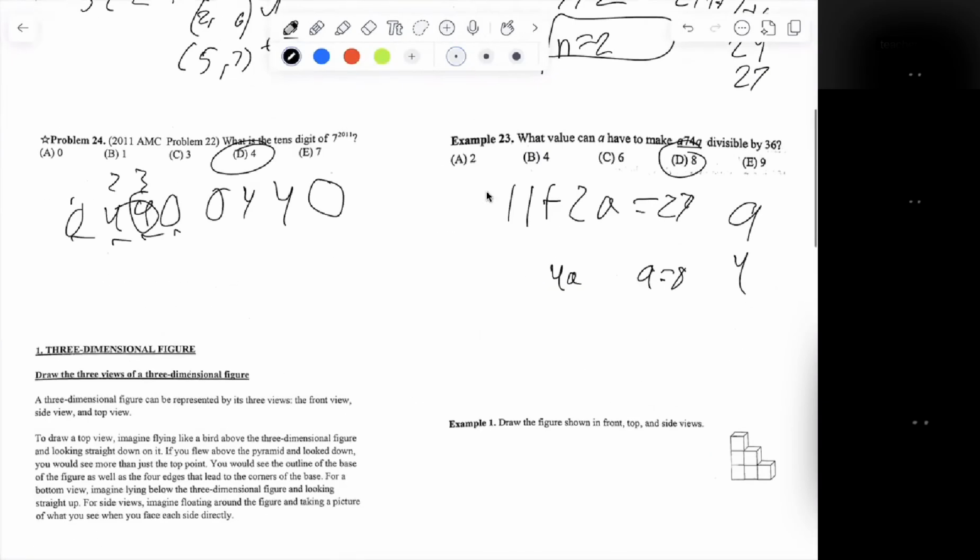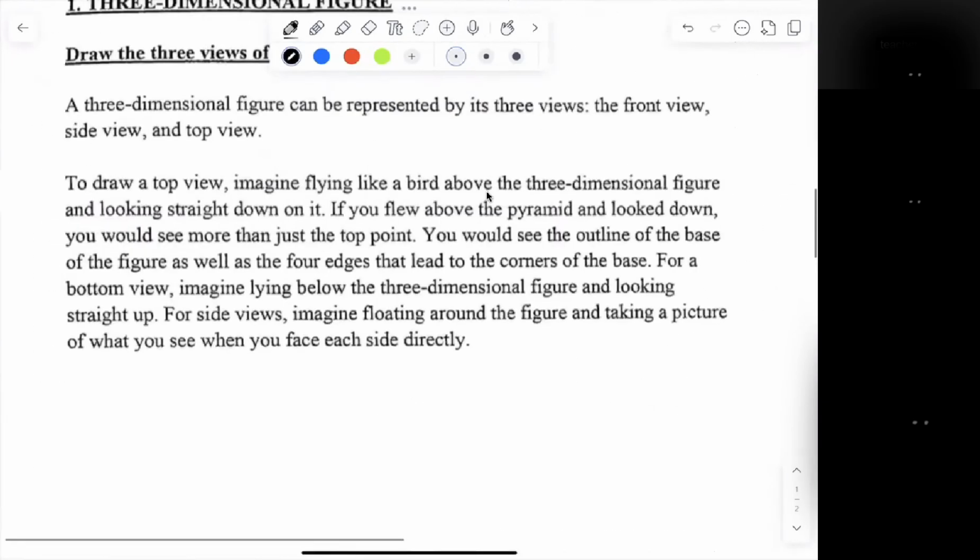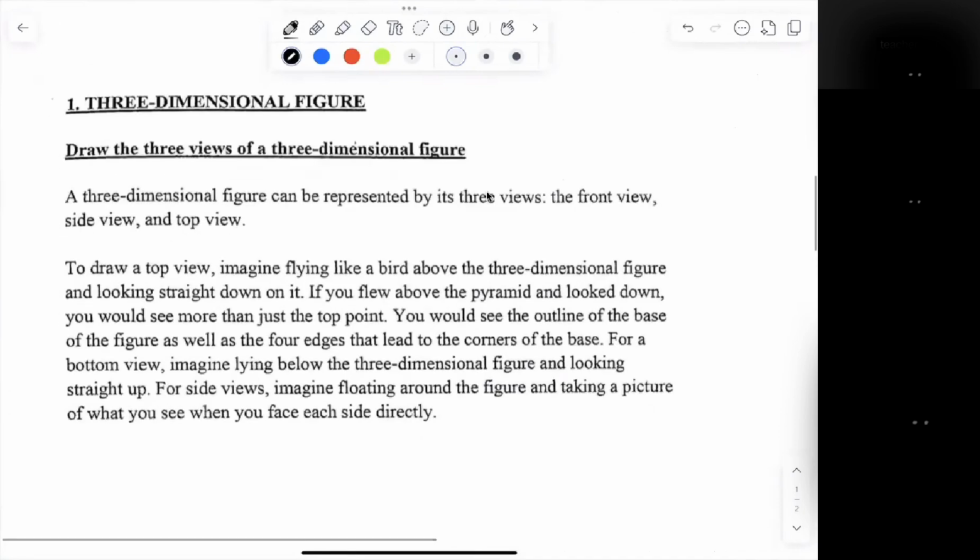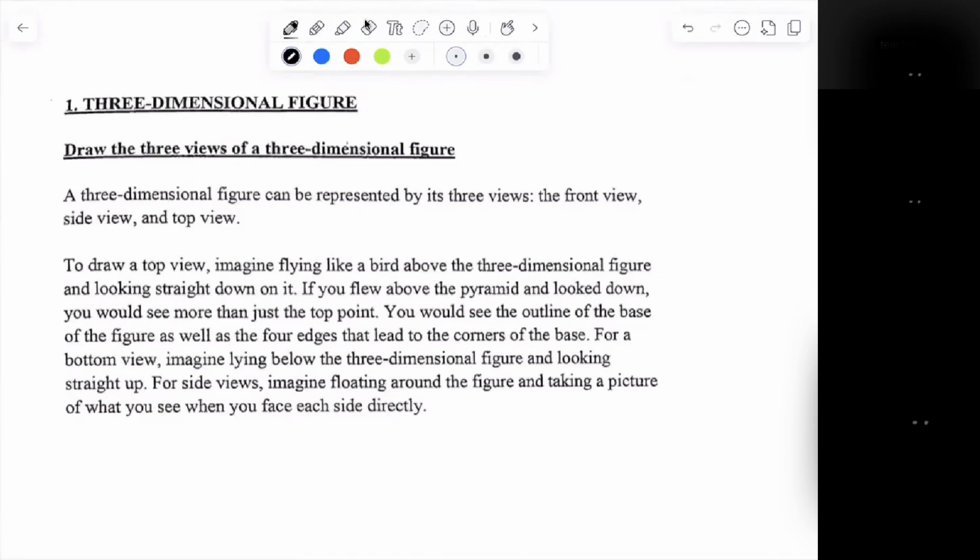Alright, now let's move on to our new chapter, three-dimensional figures. Draw the three views of a three-dimensional figure. A three-dimensional figure can be represented by its three views: the front view, side view, and top view. To draw a top view, imagine flying like a bird above the three-dimensional figure. So, what does that mean? Well, this just means that you're flying on top in the sky, looking directly downwards. Right? You draw.